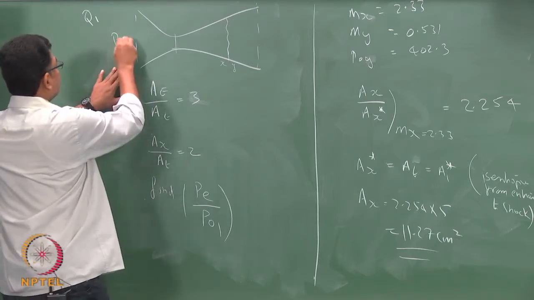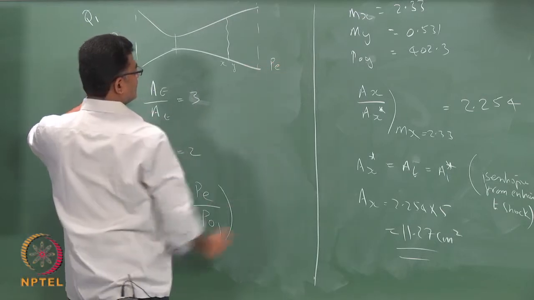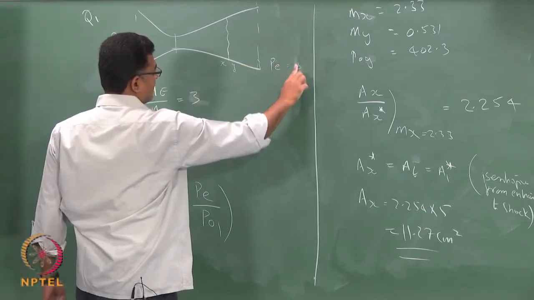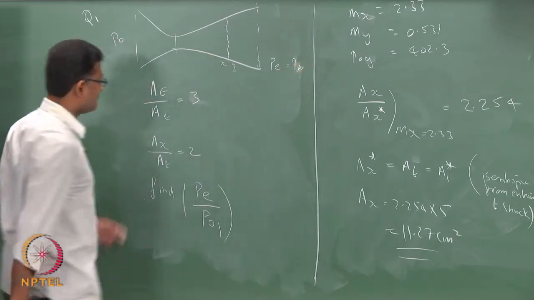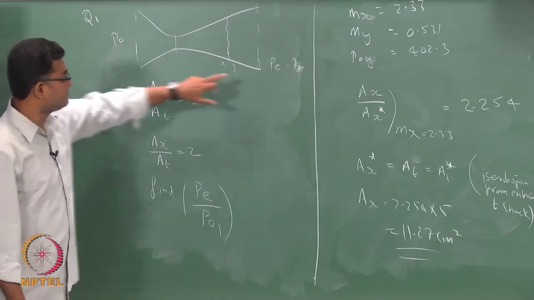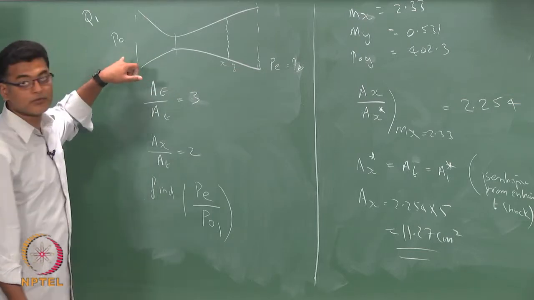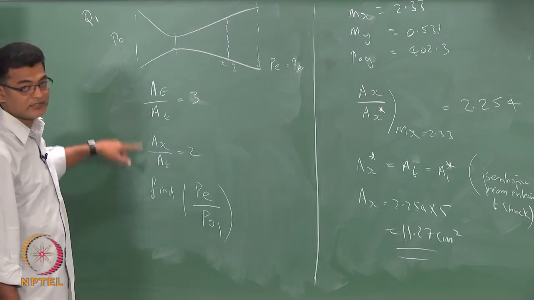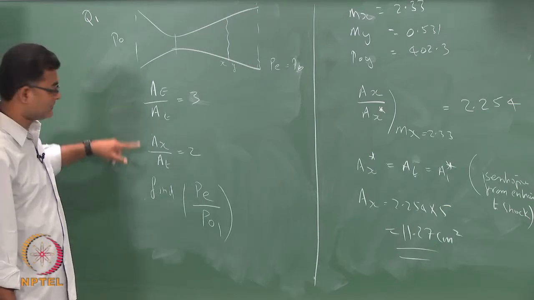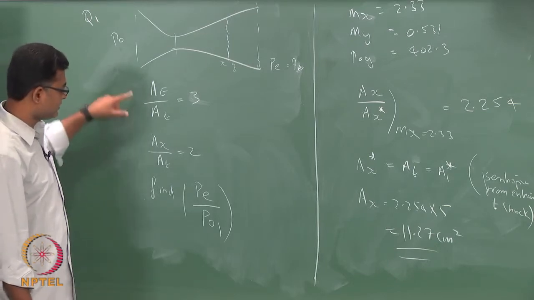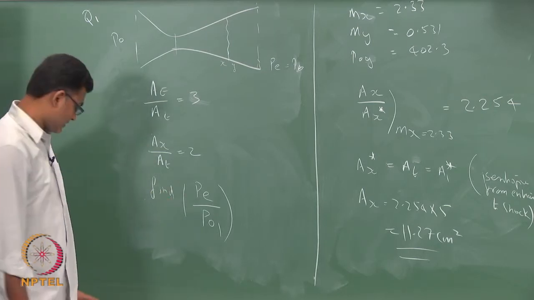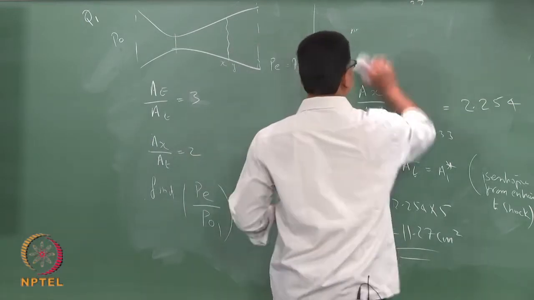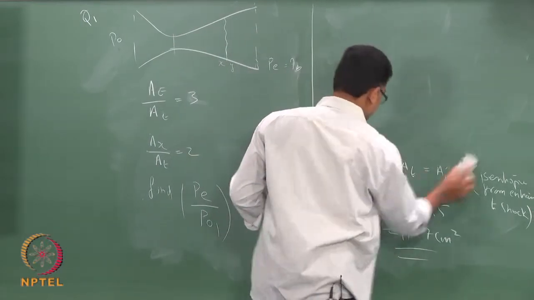So, I have a P0, I have a P exit. Now, after the shock it is going to be subsonic. So, this can also be your PB. So, the pressure ratio P exit to P0, that is what we need to find. All that is given is this area ratio, nothing else. From this area ratio you have to find your static pressure, the pressure ratio PE by P exit.